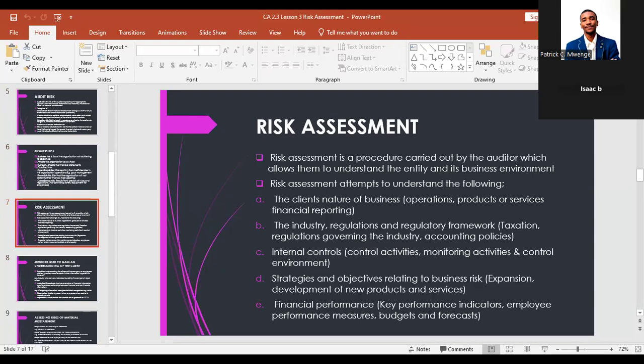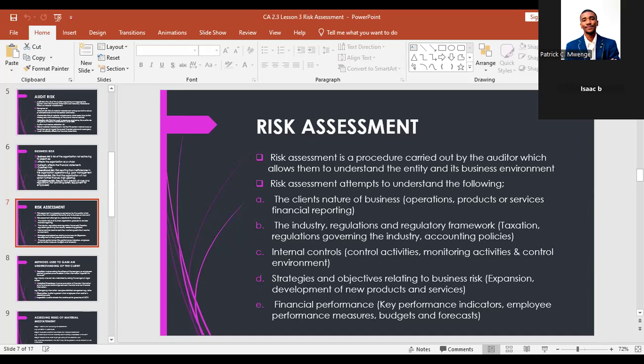Okay. So risk assessment, these are procedures carried out by the auditor which allow them to understand the entity and its business. So risk assessment is just a series of procedures that the auditor puts in place so they can have an understanding of the client's business. So that when they have an understanding of that client's business, it can aid the formulation of a plan on which we're going to approach the audit. So either we're going to just test the controls, or maybe we're going to carry out a full substantive testing. So this comes from us analyzing the level of risk that is associated with the particular client.